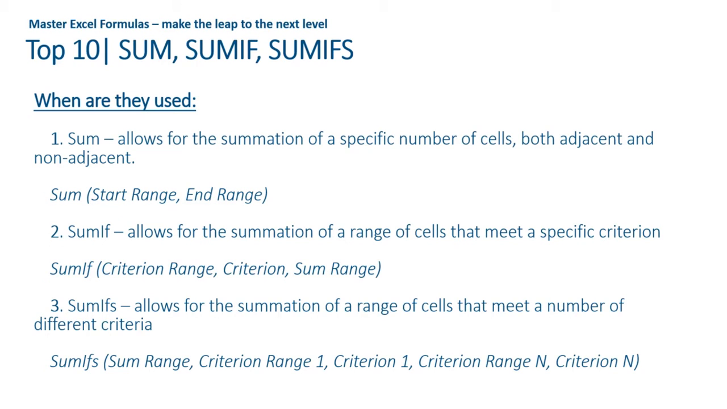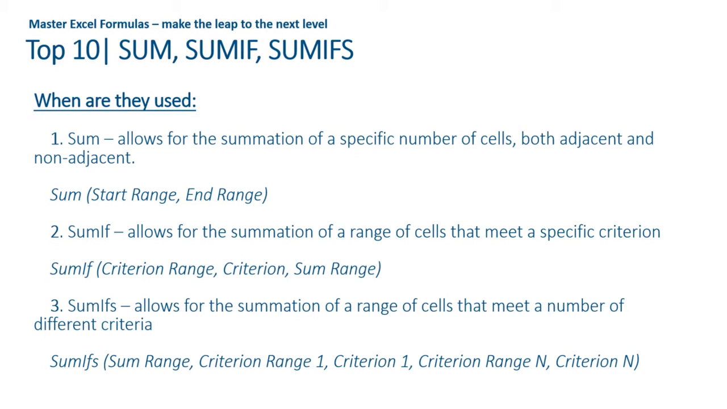That is the sum group of formulas, which includes sum, sumIf, and sumIfs. So sum is probably the most simple function in Excel. In terms of the structure of the function, you need to have a start range and an end range, so a start cell, really, and an end cell as well. When is this function used? It is used every time you want to actually sum something.